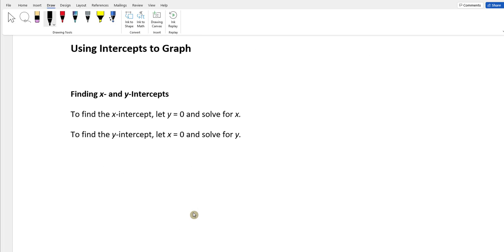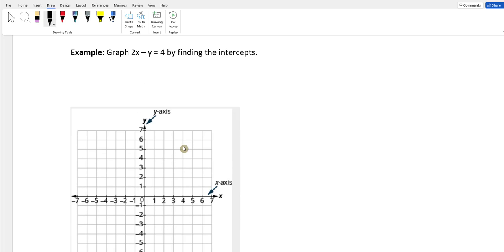So we're going to talk about how to find x and y-intercepts and use them to graph. To find the x-intercept, you're going to let y be equal to 0 and you solve for x. And to find the y-intercept, you let x be equal to 0 and you solve for y.